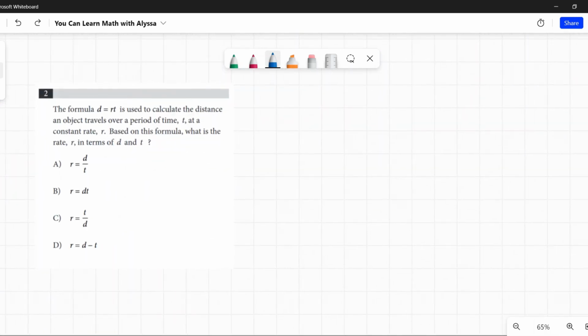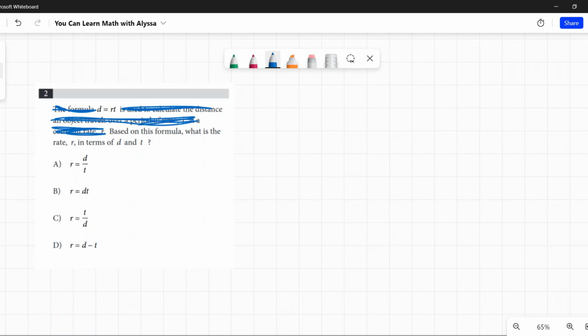Number 2, the formula D equals RT is used to calculate the distance an object travels over a period of time T at a constant rate R. Based on this formula, what is the rate R in terms of D and T? They love to throw in words and phrases that don't matter. You have to be careful, try not to get bogged down in some of this verbiage, these very flowery words. So this information, like this formula is used to calculate distance, it doesn't matter. None of that matters.